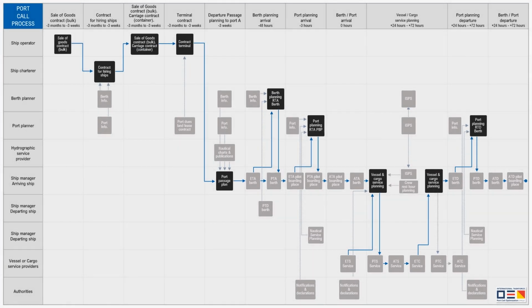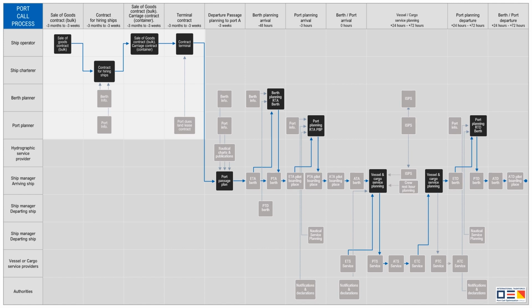Welcome to this explanation of the port call process, which describes every step of a ship calling at a port. This process is now part of the IMO guidelines on implementing a maritime single window. The business process consists of two phases, a contractual phase and an operational phase. To make things easier, let's look at each phase in isolation.